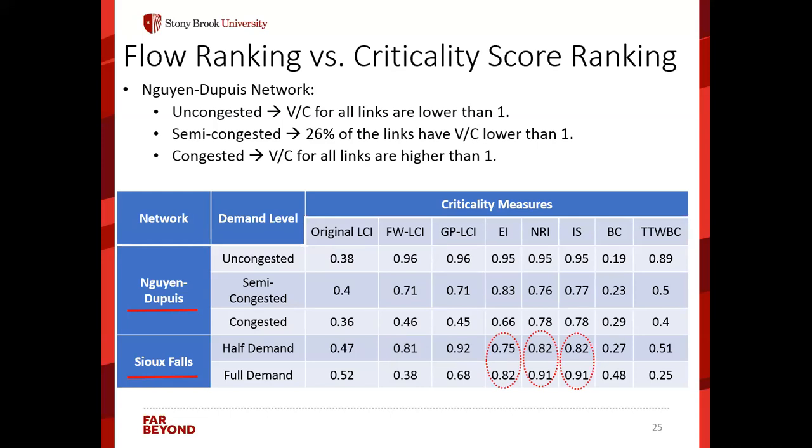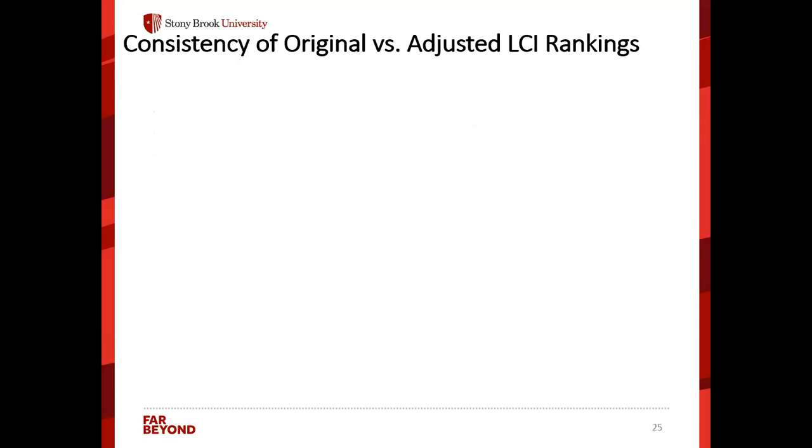And if you look at the other methods, AI, NRI, and IS, their correlation with the flow increases as congestion increases. And in the Nguyen Dupuis network, they decrease as the congestion increases. So there are always conflicting findings.